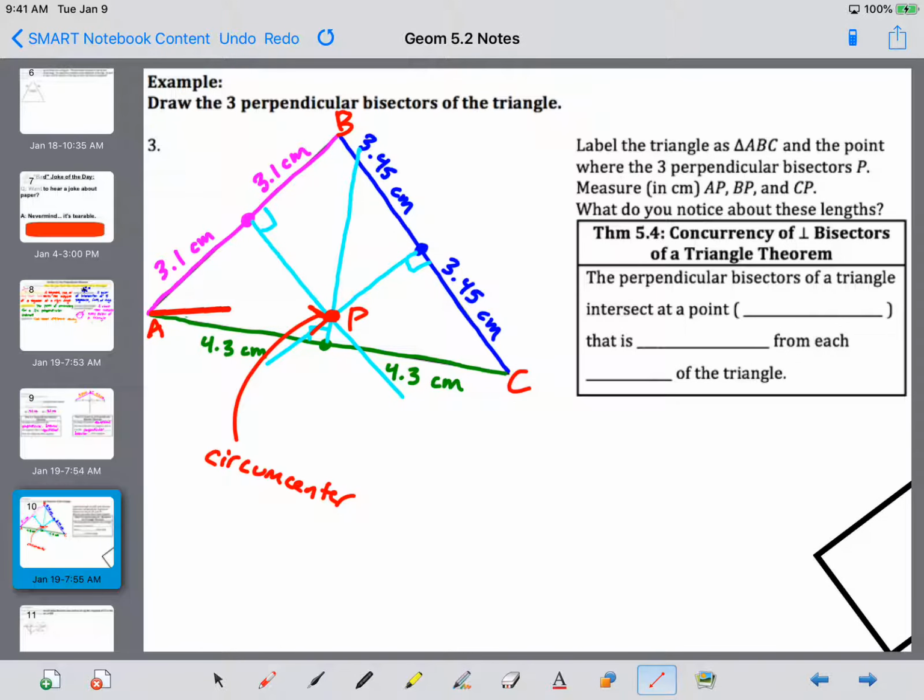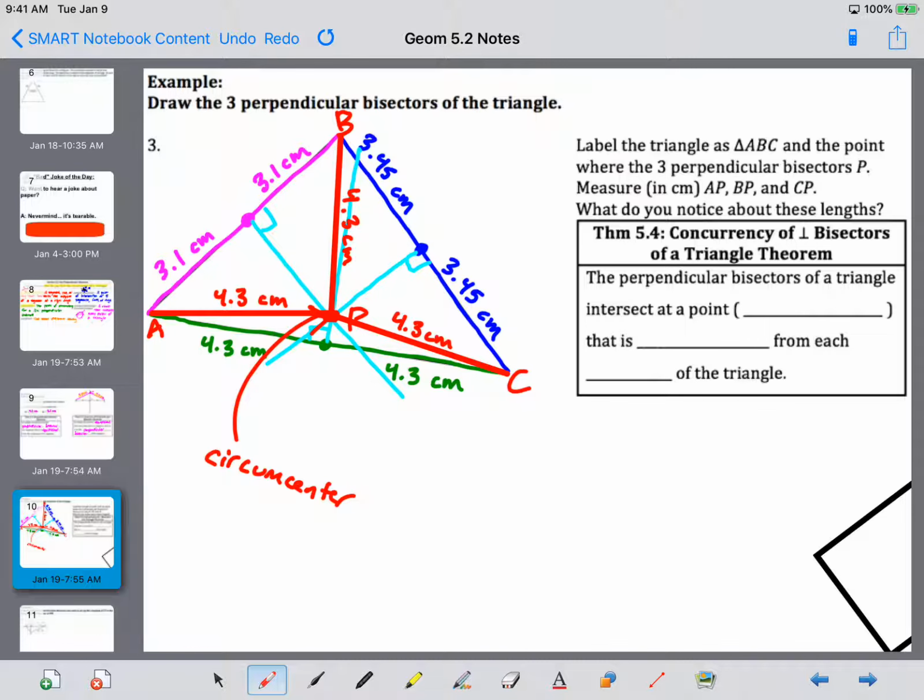So draw a line from A to P, draw a line from B to P, and then lastly, a line from C to P. And what you're going to do is measure each of those segments as accurately as possible. Now, I did this ahead of time, but I'd like you to pause the video and give it a shot. But I found that this right here is about 4.3 centimeters. This right here was 4.3 centimeters. And this right here was 4.3 centimeters.